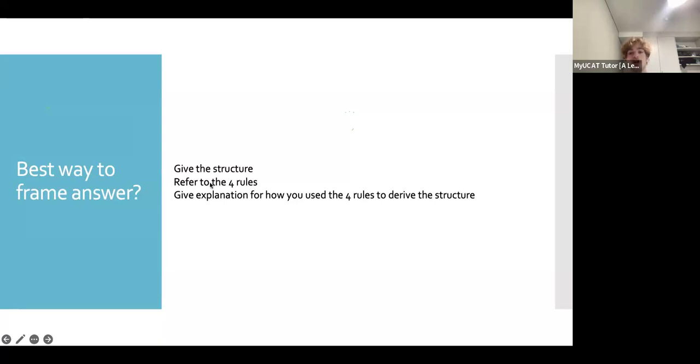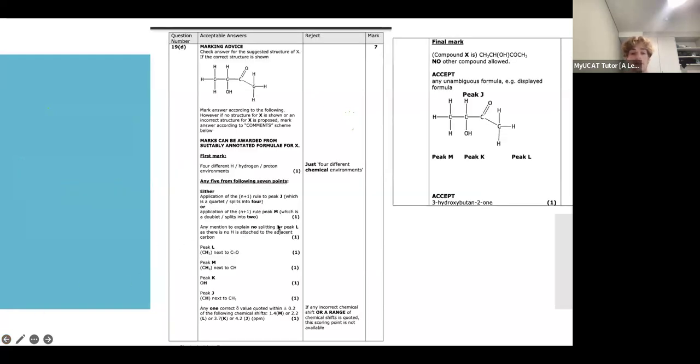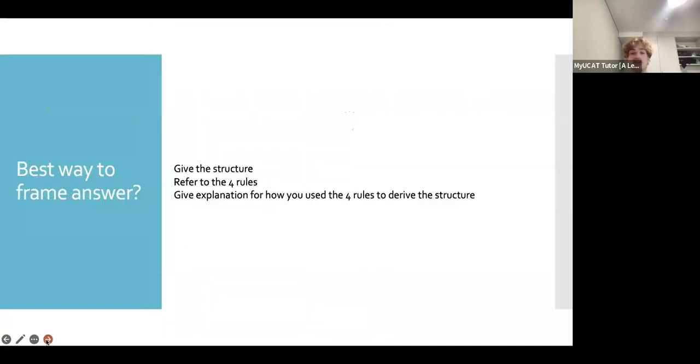So hopefully you get the structure, and now you've got to explain yourself. I would talk about the 4 rules that I mentioned at the start of this session, and then you can give explanations for how those 4 rules allow you to get to the displayed formula that you got to. So for example, on the previous question, you could literally just apply the n plus one rule to peak M, which was a doublet, and say that that means there's a single proton on the adjacent carbon.